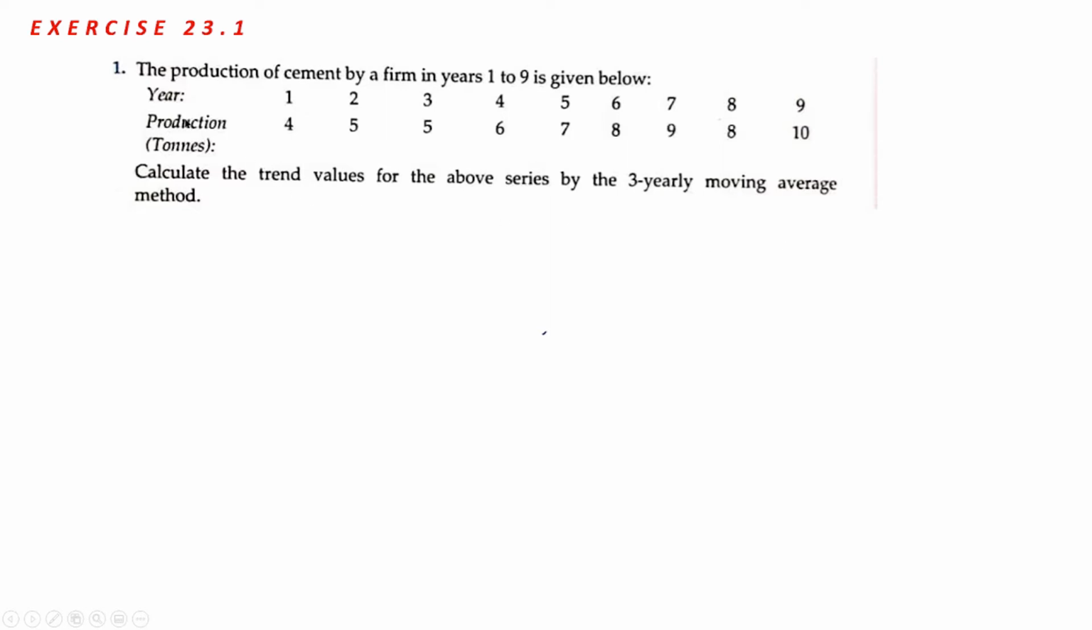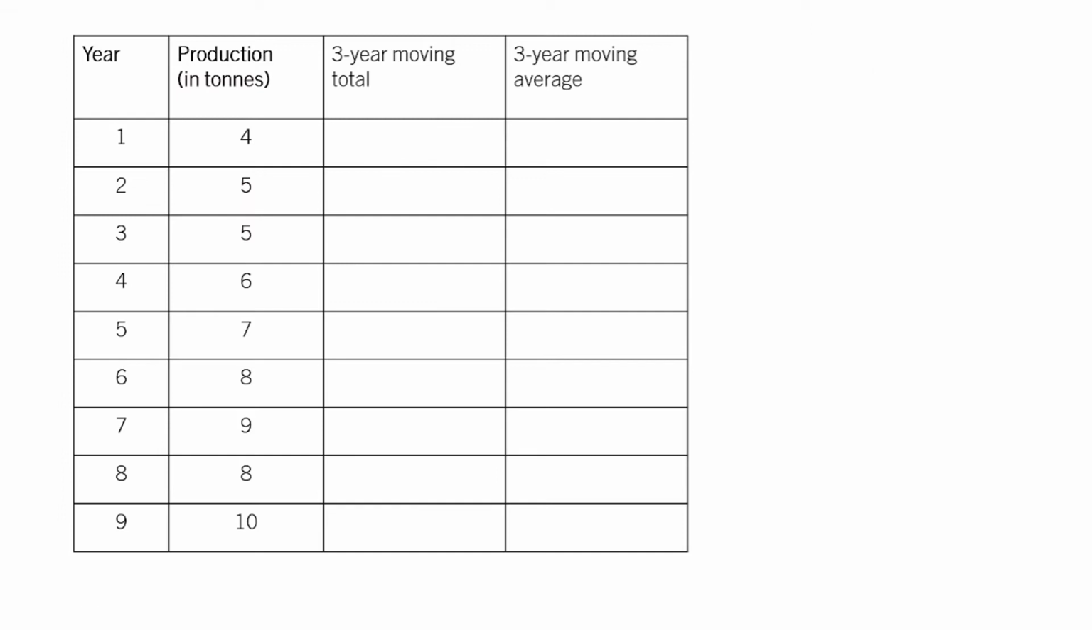Let us draw a table with columns year, production in tons, 3-year moving total and 3-year moving average. Whatever is given in the question is written here. To find the 3-year moving total, we add the first 3 years' data and write it along the second year, leaving the first year blank.